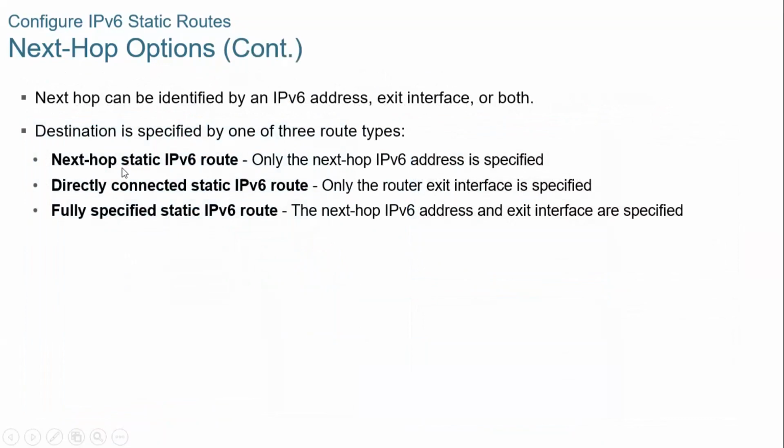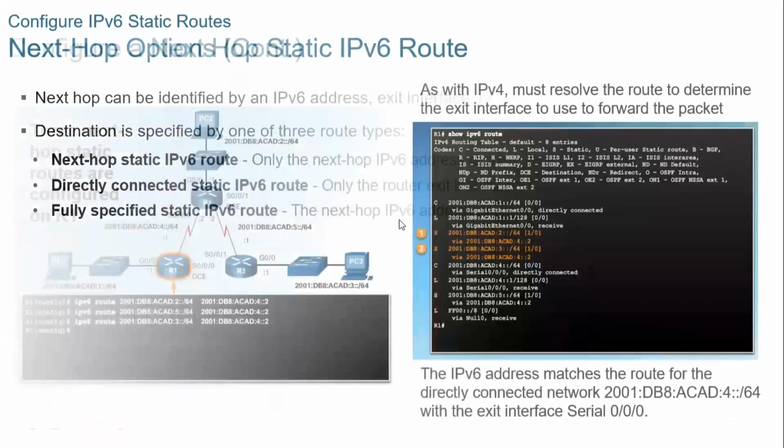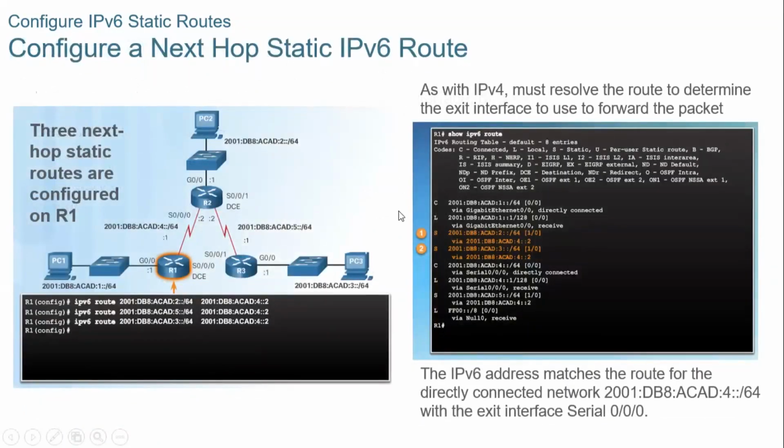And it also has the next hop static IP version 6 route, where you use the next hop IP address, a directly connected static route, where you use the route exit interface, and a fully specified IP version 6 route, where you use both the next hop IP version 6 address and the exit interface. So it's basically the same thing as IP version 4, except in this case, we are using IP version 6. So here, IP version 6 route, and then this is the remote network and the subnet mask, the prefix and the prefix length, and then this is the next hop IP address. You see here, ::2, that's the next hop IP address.